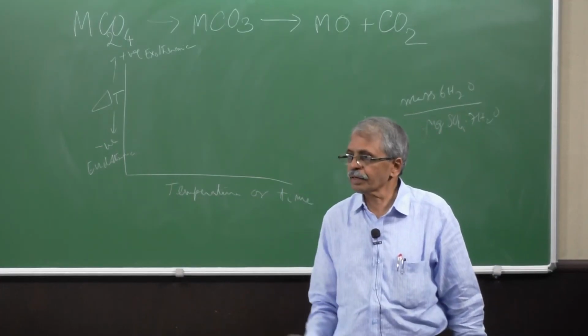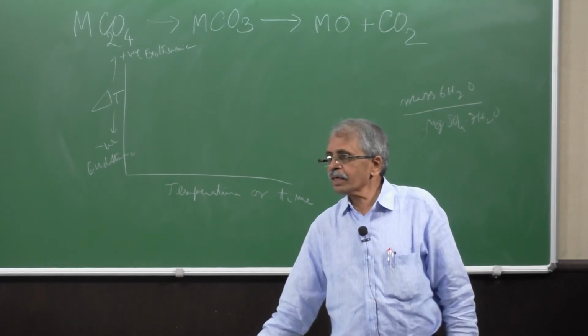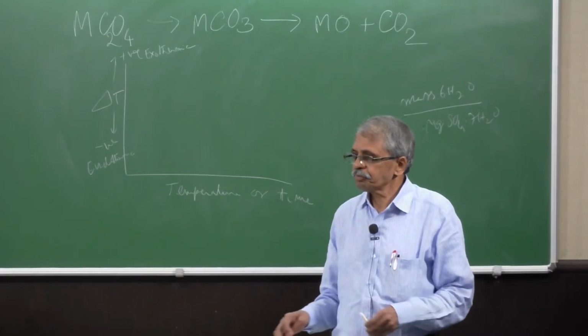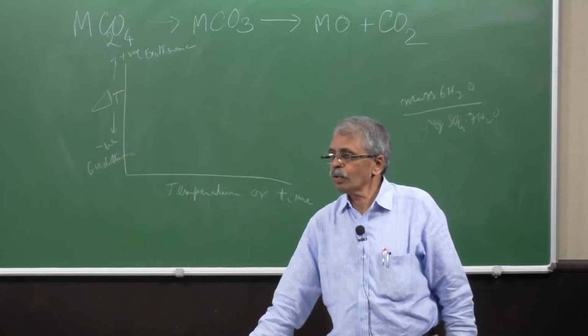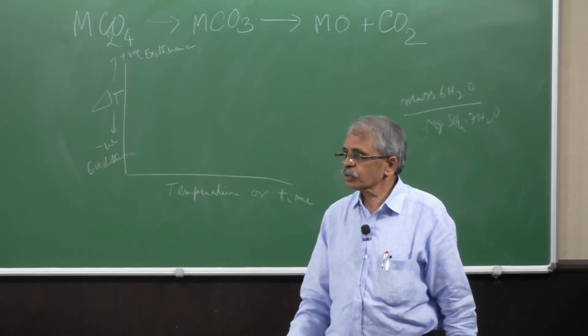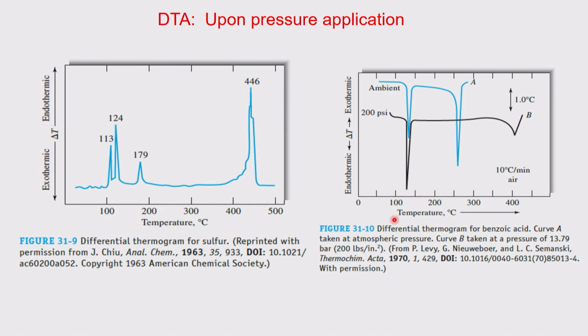These are all endothermic. Look at another example, not sulfur but benzoic acid. This benzoic acid is done at 2 different pressures. Curve A is taken at atmospheric pressure.